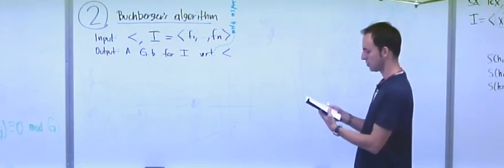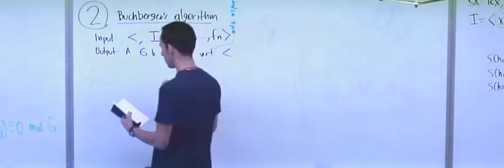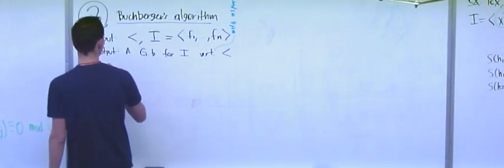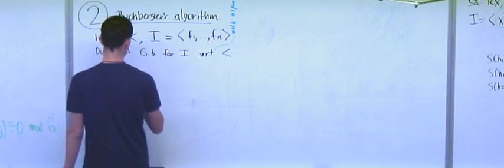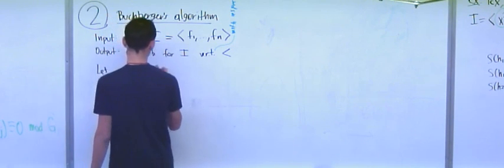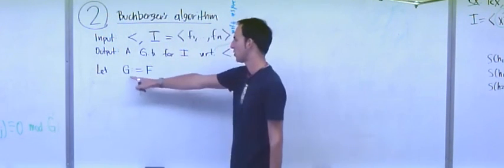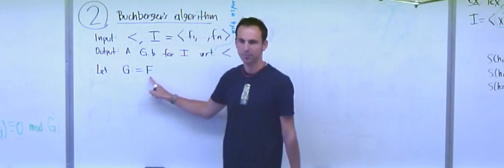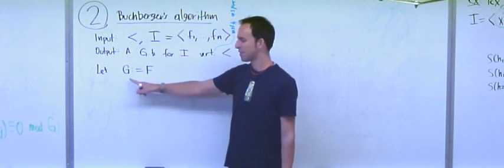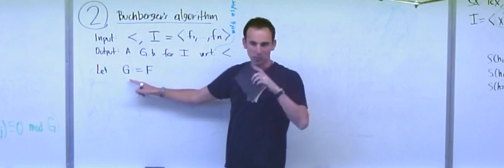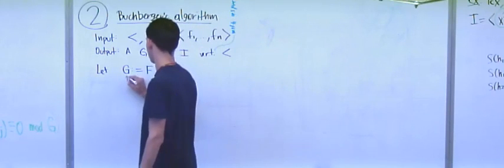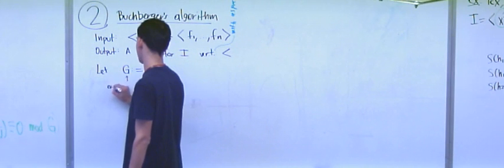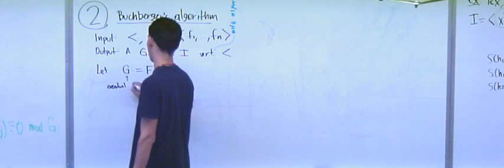So what's the plan? Well, we're going to do the following. The first thing is we're going to define G to be F, okay? And G is eventually going to be our Groebner basis, but we don't know yet if it is. So eventually, this will become our Groebner basis.